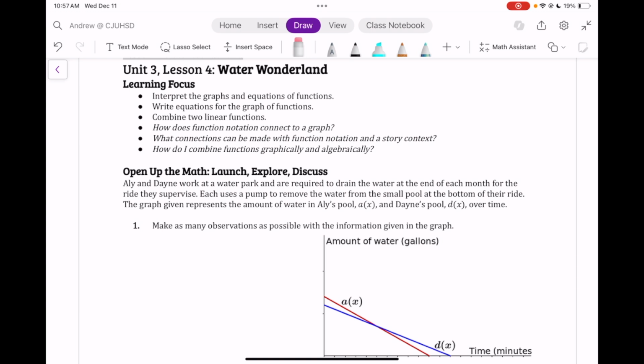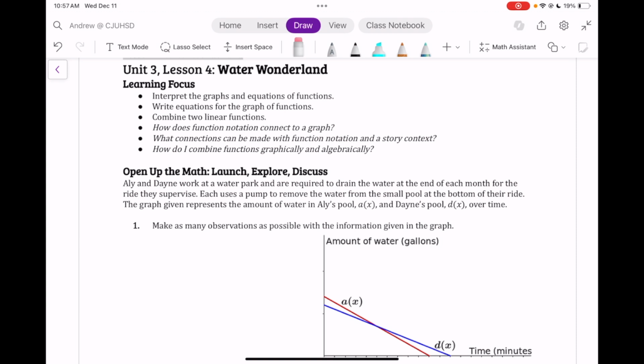Unit 3, Lesson 4, The Water Wonderland. In this lesson, we're going to look at some of the key ideas that we've discussed so far in this unit. Domain and range are going to be two of the big ones.